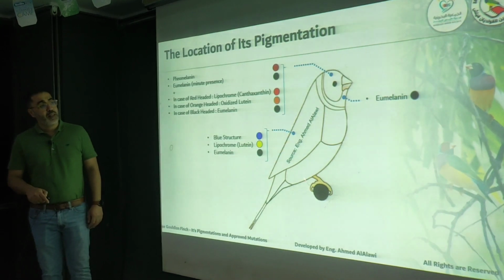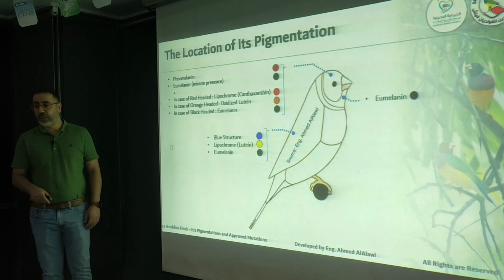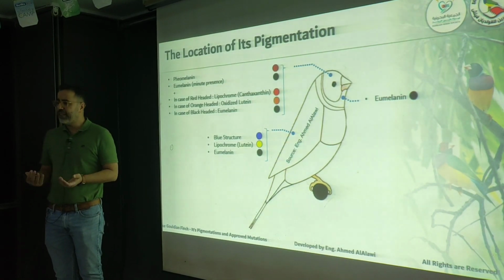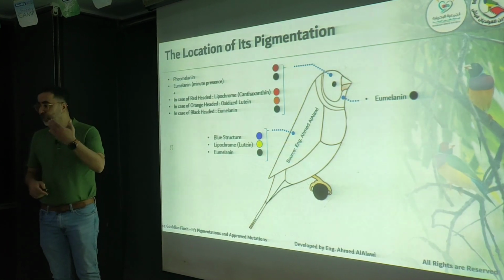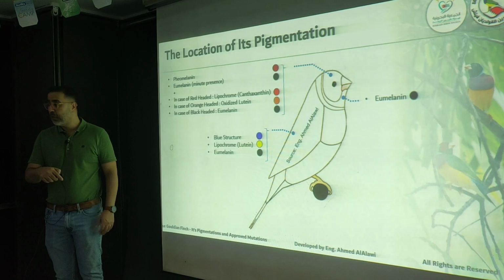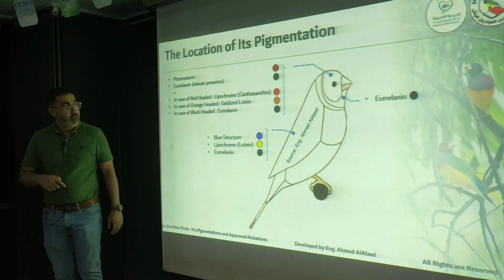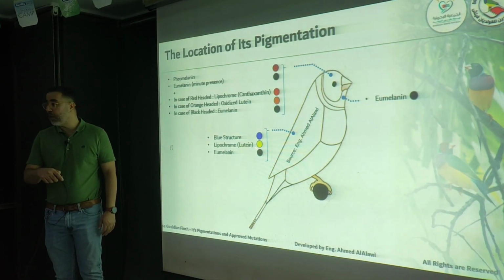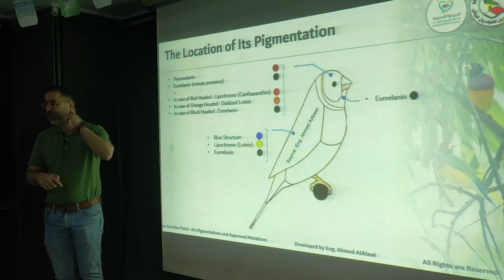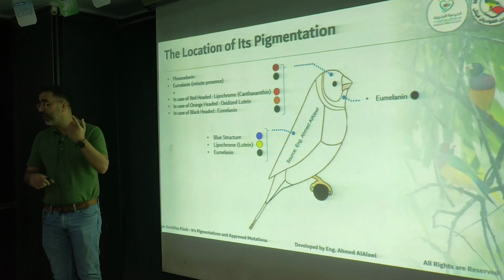Then, the back of the Gouldian finch, which is the classic, is green. The question is, what does it consist of? Well, it has a structured feather, which is blue, and then lipochrome, which is lutein, which is yellow. That's why you hear "lutino." What does lutino mean?